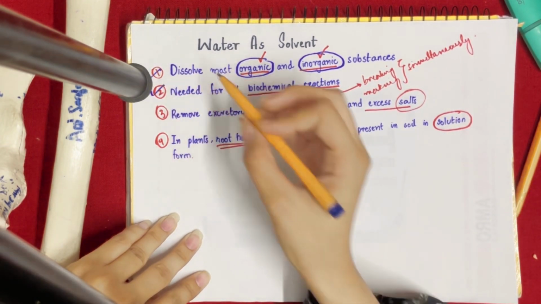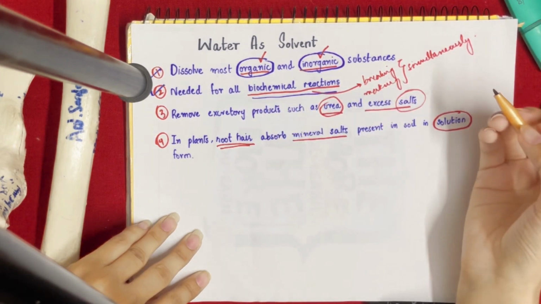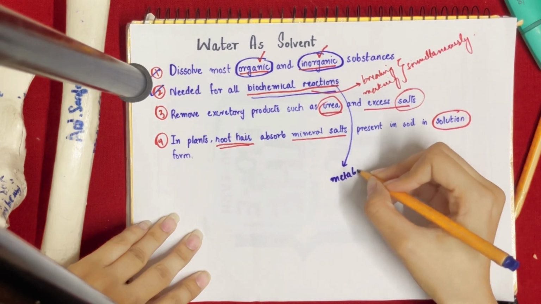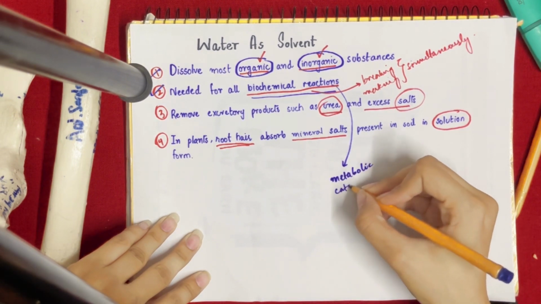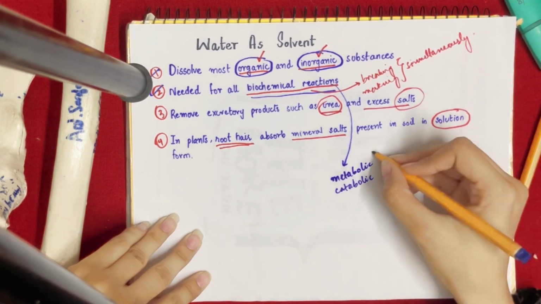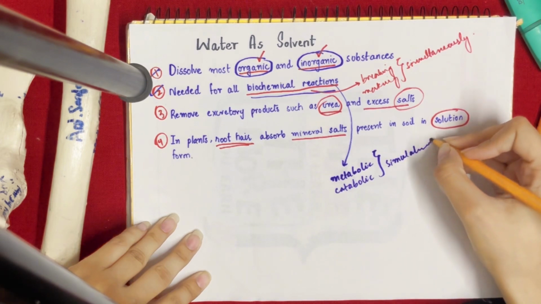Pointer number 2 says it is needed for all the biochemical reactions. By the term biochemical reaction, it means the anabolic and the catabolic reactions that are taking place in a body or in any system simultaneously, which are known as biochemical reactions.